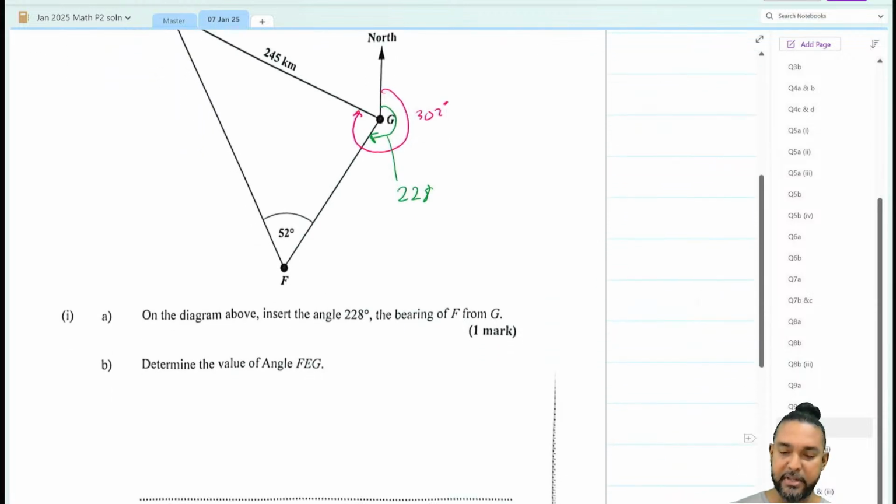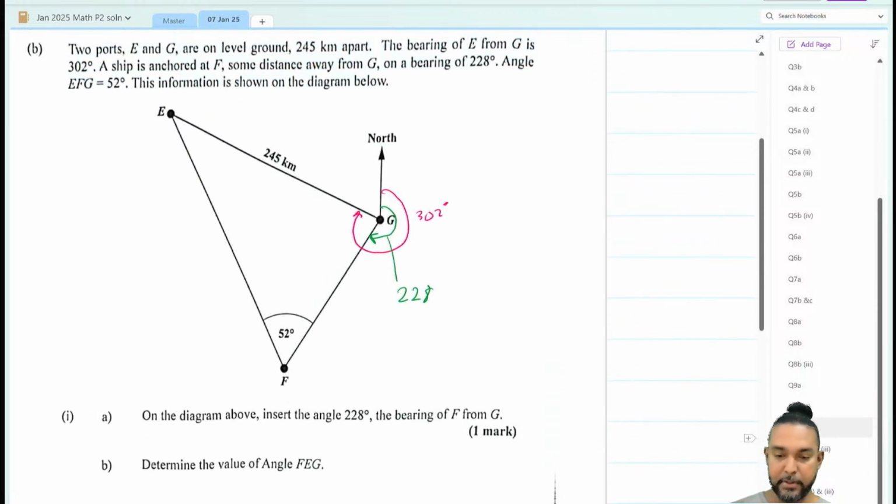Determine the size of angle FEG. So FEG is this angle here. Now we could figure out this angle here, because that would just be the difference between 302 and 228. If you find the difference there, that's 74 degrees.